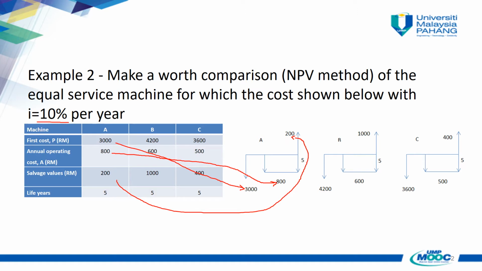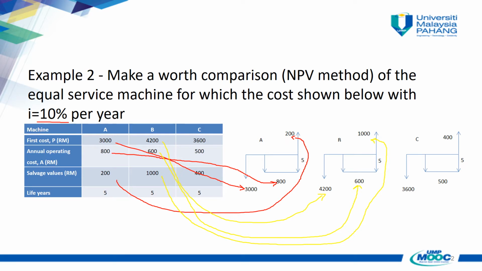For machinery B, we buy it for 2,200. This will become our P. And then we have annual operating costs of 600 every year for 5 years. This will become per annum because we use the money every year, and after 5 years of usage we will salvage our machinery for 1,000.